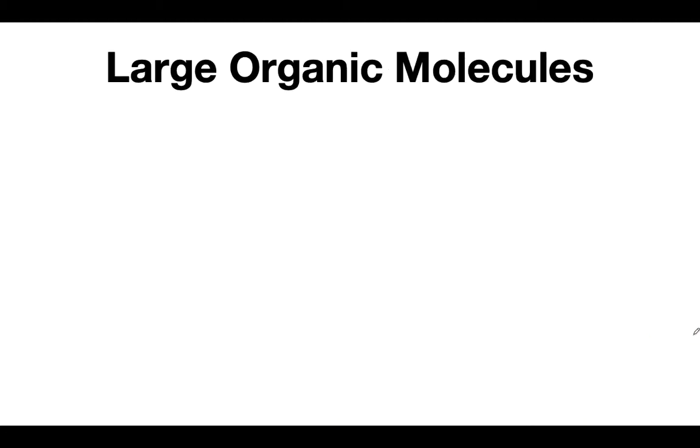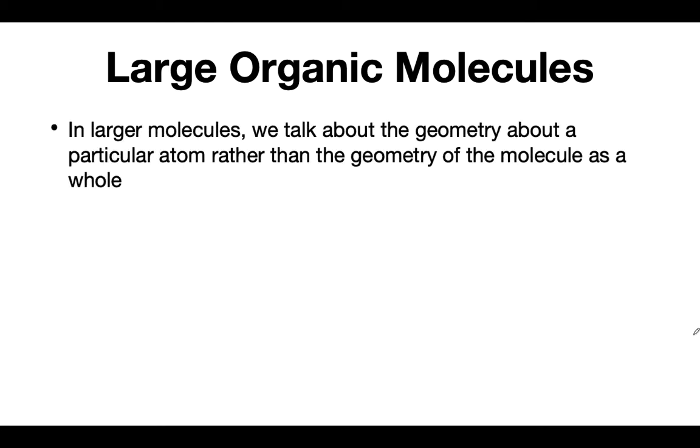Let's move on to the large organic molecules. As the molecule gets bigger, what happens? In the larger molecules, we talk about the geometry about a particular atom rather than the geometry of the molecule as a whole. So we will move on step by step. For example, we look at acetic acid, CH3CO2H. The structure will be shown like this one. Here is the CH3 methyl group. That's a carboxyl group, right? So we will look at the geometry of a particular atom.